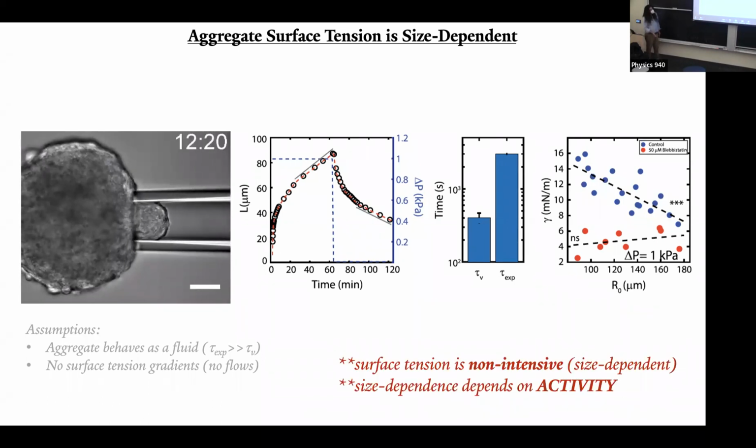So in this case, then, we find that the surface tension is non-intensive. It depends on the size of the droplet, or on the population, however you would have it. And the size dependence comes from this particular form of activity.